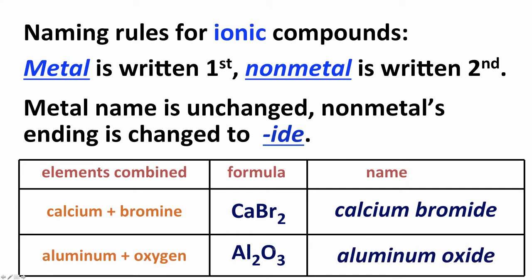Aluminum stays the same, oxygen turns into oxide. And note, we don't write anything in the formula indicating the 2s or the 3s. We don't say di or tri or mono, because for ionic compounds, we know the charge the ion will form, therefore we know the ratio, and so we don't have to specify how many aluminums or how many oxides, because any self-respecting chemist can figure this out.